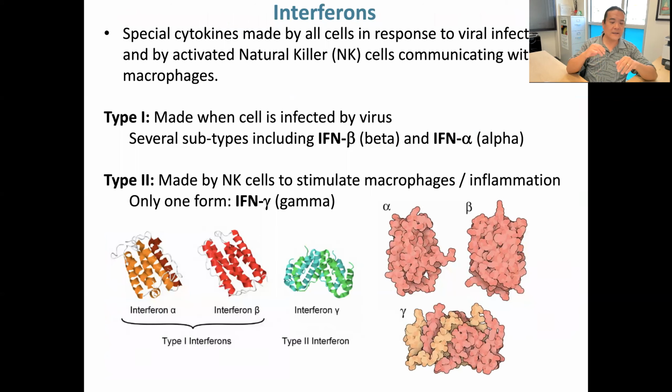So clearly, our immune system must have evolved to have some system of detecting intracellular viral infection. So how do the cells detect this, and how do they actually inform or alert our immune system that the nature of the infection is viral and not bacterial? So there's a special group of cytokines that are made in response to viral infection, and these are interferons.